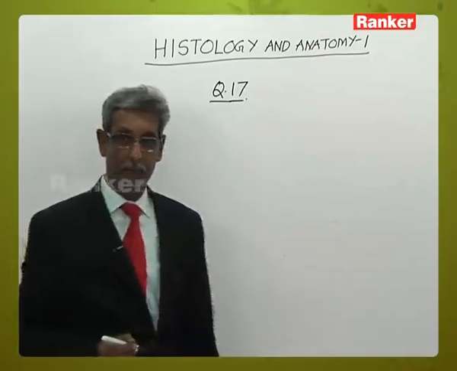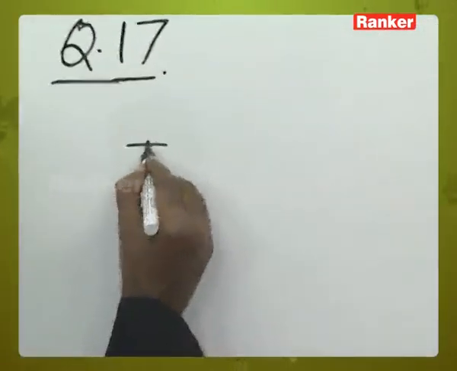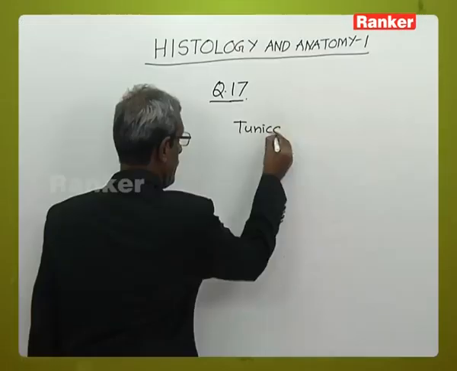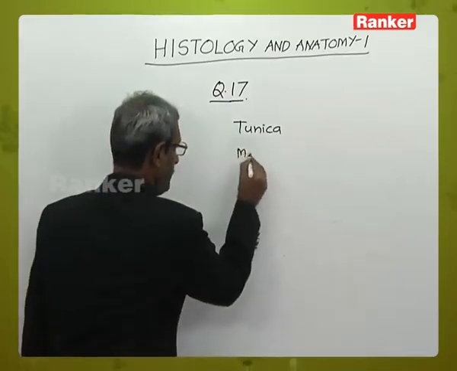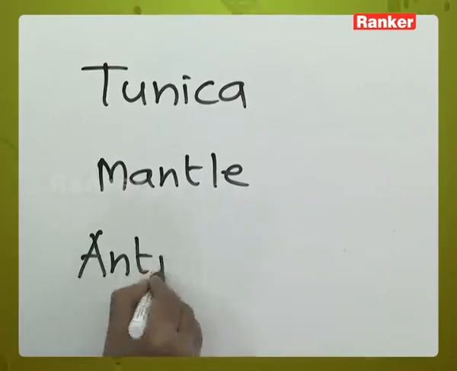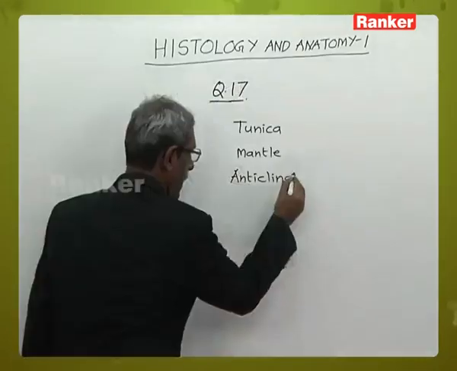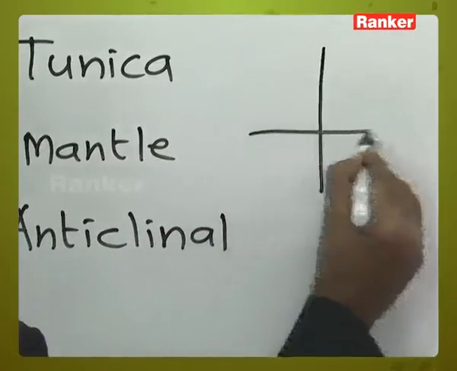Question number 17. The tunica cells divide A. periclinally, B. anticlinally, C. both anticlinally and periclinally, D. in all directions. Whenever you take tunica cells, the tunica or the mantle cells, it always divides anticlinally. Anticlinal divisions mean perpendicular divisions.